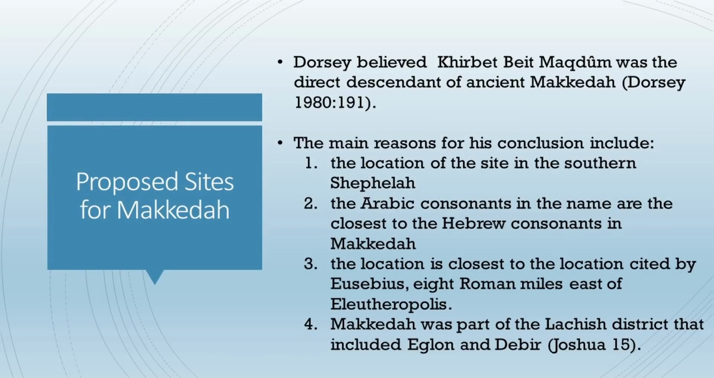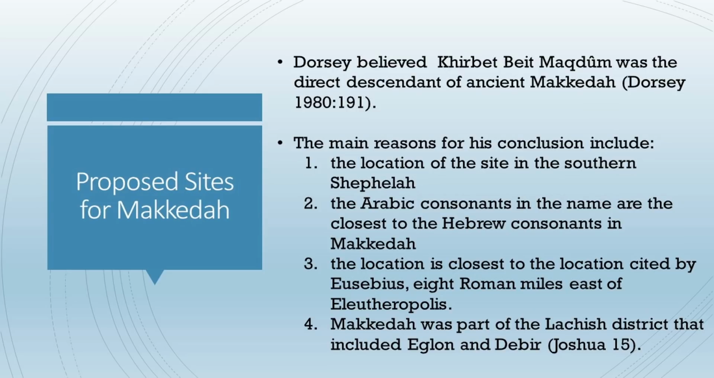Okay, so Dorsey believed Makdum was the direct descendant of the ancient Makkedah, the main reasons being the location of the site in the southern Shephelah, the Arabic consonants, Mem, Kof, Dalet. The location is closest cited by Eusebius, and I was talking to Dr. Chris McKinney, and he felt like Eusebius was mostly right, and so that I thought lended to the argument.